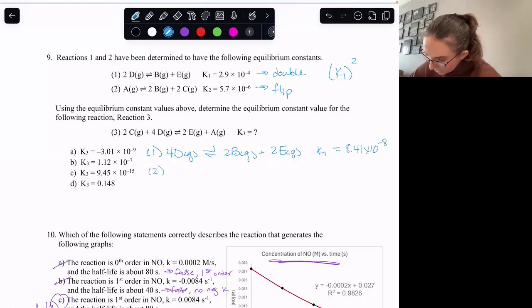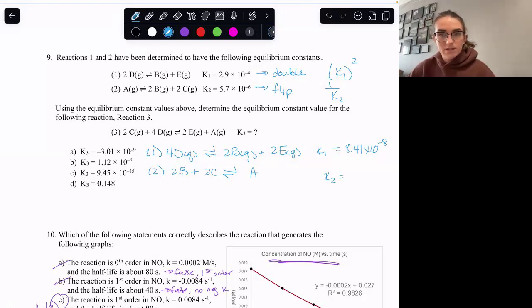And then for equation 2, we're going to flip it. So that's 2b plus 2c going to a. And what do we have to do to K2? Yep, so it should be 1 over K2. So K2 is going to equal 1.75 times 10 to the 5th.